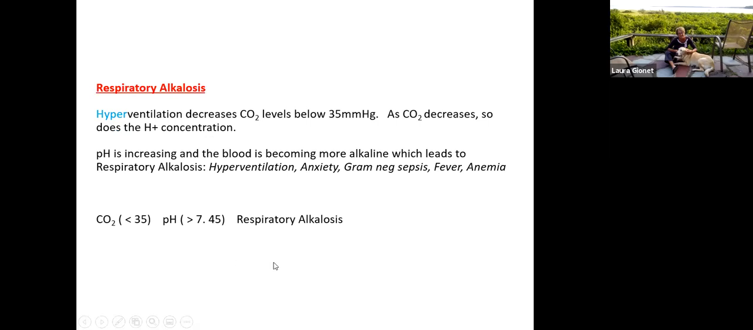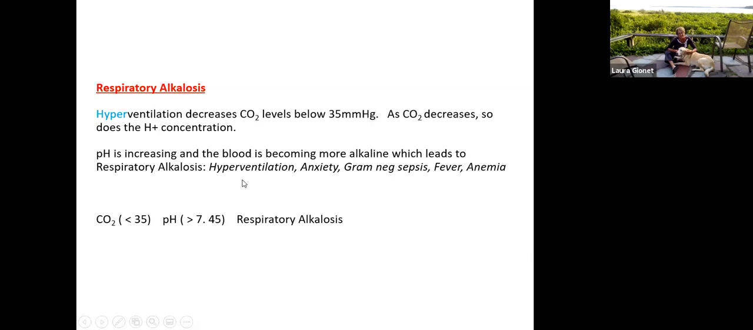They cause a decrease in CO2 because you're breathing so quickly. You're oxygenating okay, but you're blowing off your carbon dioxide. Therefore, the level is less than 35 millimeters of mercury. As CO2 decreases, so does the hydrogen ion concentration, and therefore the pH value goes up. pH is increasing and the blood is becoming more alkaline, which leads to respiratory alkalosis.